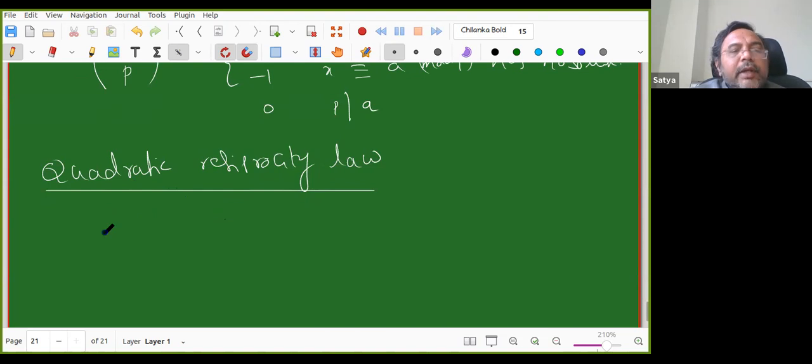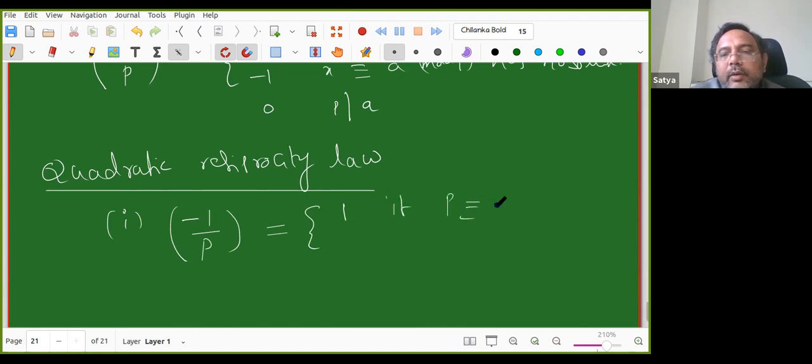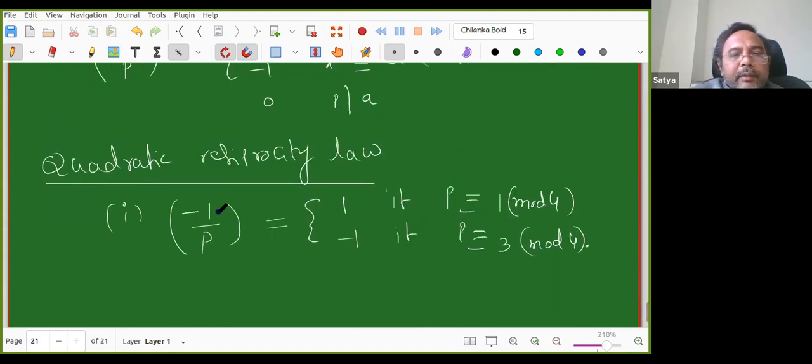to the quadratic reciprocity law. The first one is that the Legendre symbol of minus 1 modulo P is equal to 1 if P is congruent to 1 modulo 4, and equal to minus 1 if P is congruent to 3 modulo 4. This is also part of the quadratic reciprocity law. So minus 1 is separate, and similarly 2 is also separate.